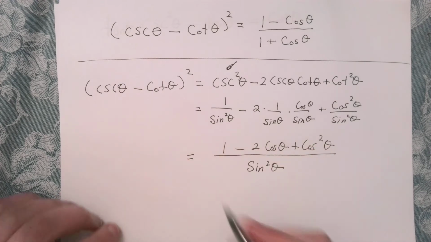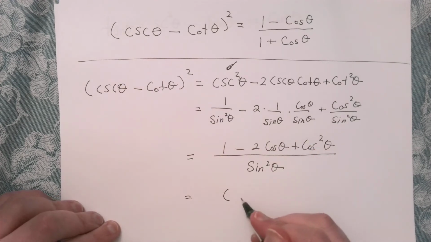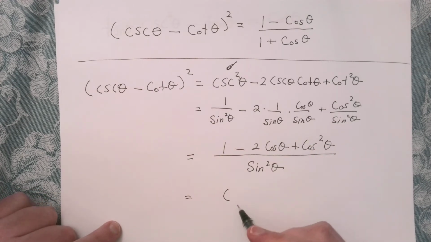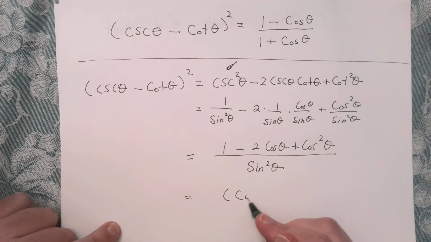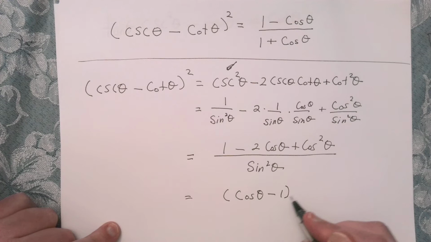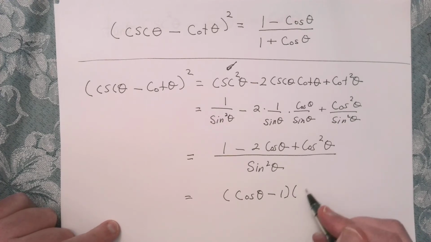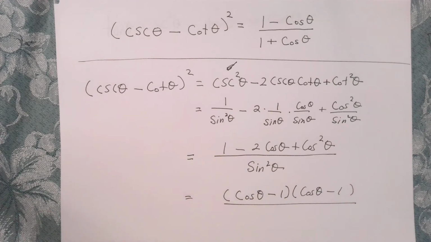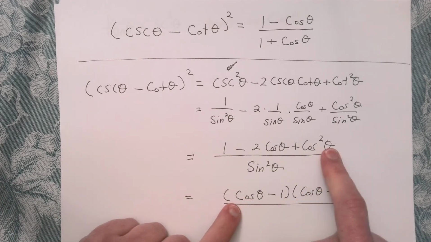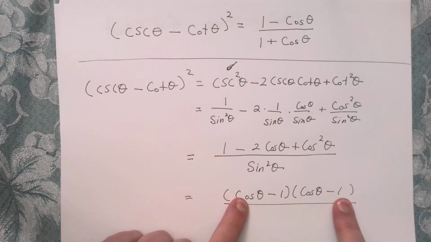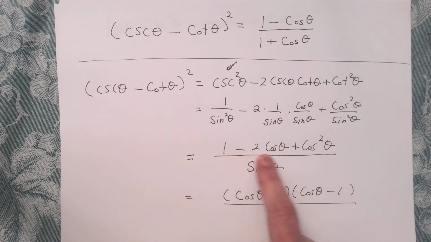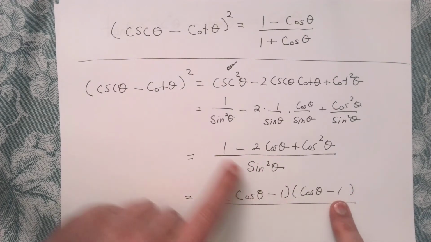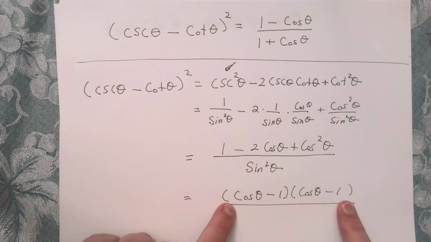Okay, so here at this numerator, this will be, let's see here, cosine of theta minus 1 times cosine of theta minus 1. Again, you can check. This times this gives you the cosine squared. This plus this gives you the minus 2 cosine of theta, and this times this gives you the positive 1. So this factorization is good.